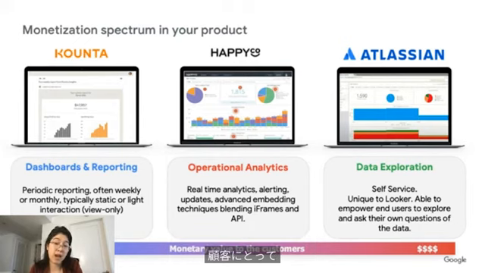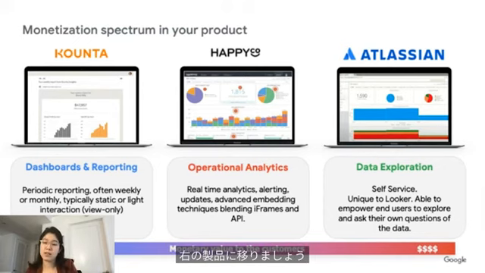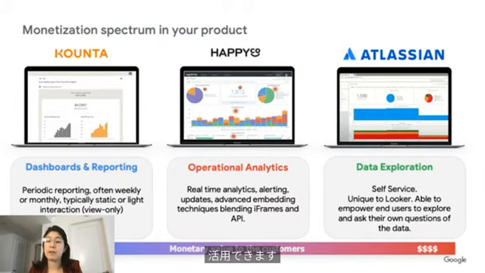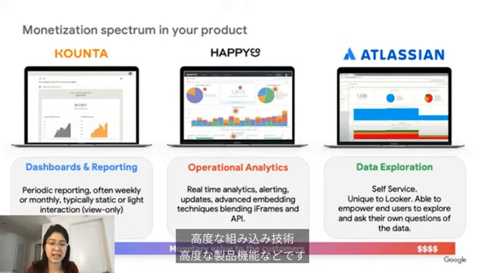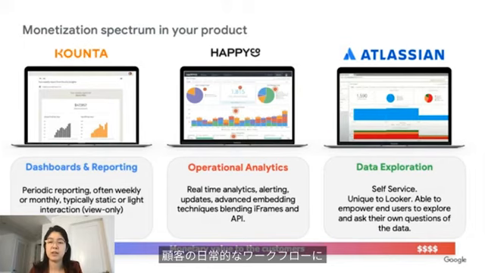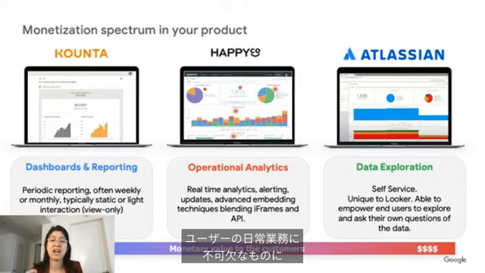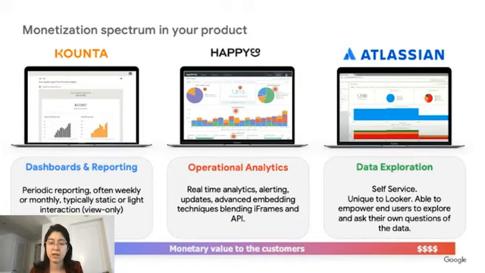So that's going to be valuable to your customers, but maybe not exponentially more valuable than the next product they're viewing. But then we can move along this spectrum, and you can get into something like operational analytics: real-time analytics, alerting, updates, advanced embedding techniques, advanced product features. This is when you're really creating an opportunity for data to be embedded into the day-to-day workflow of your customers, right? Now, if you're operationalizing those analytics, it's becoming essential for those users in their day-to-day jobs.